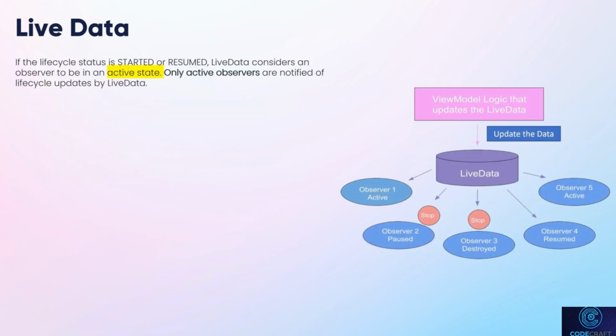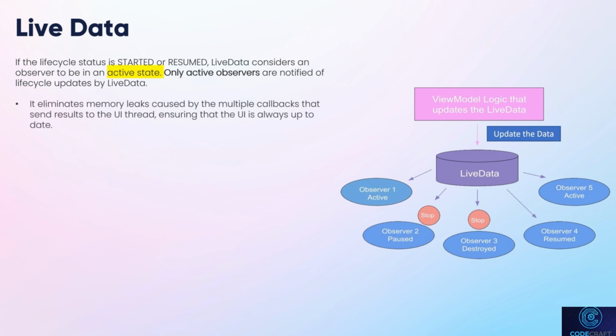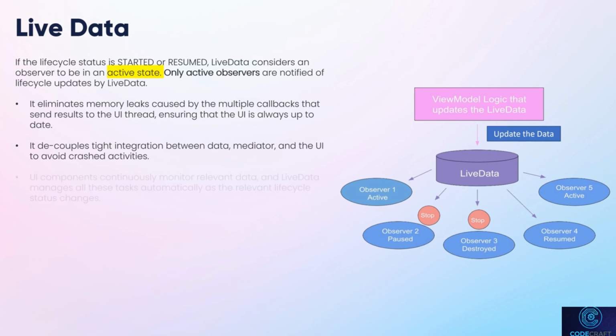For example, if the lifecycle status is started or resumed, LiveData considers an observer to be in an active state. Only active observers are notified of lifecycle updates by LiveData. It eliminates memory leaks caused by the multiple callbacks that send the results to the UI thread, ensuring that the UI is always up to date. It decouples tight integration between data mediator and the UI to avoid crashed activities.